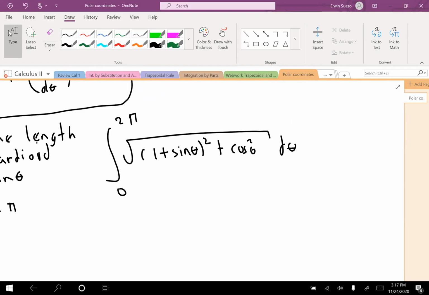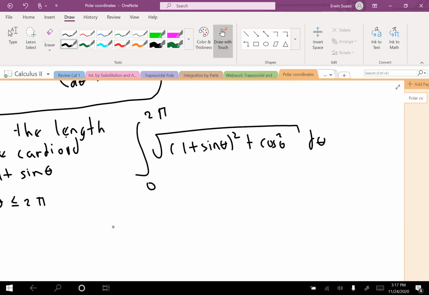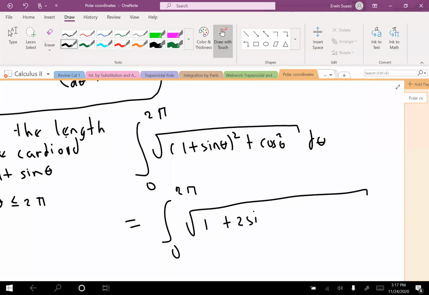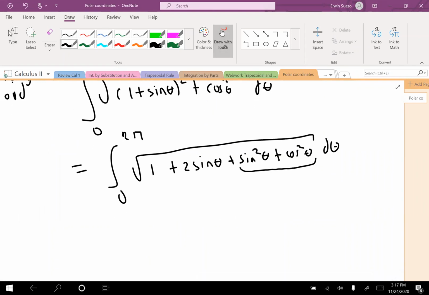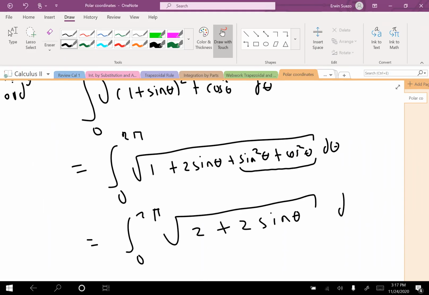When you expand this, you'll get the integral from 0 to 2 pi of the square root of 1 plus 2 sine of theta plus sine squared of theta plus cosine squared of theta d theta. And sine squared plus cosine squared gives you 1. So you got 0 to 2 pi, 1 plus 1 is 2, so 2 plus 2 sine of theta.